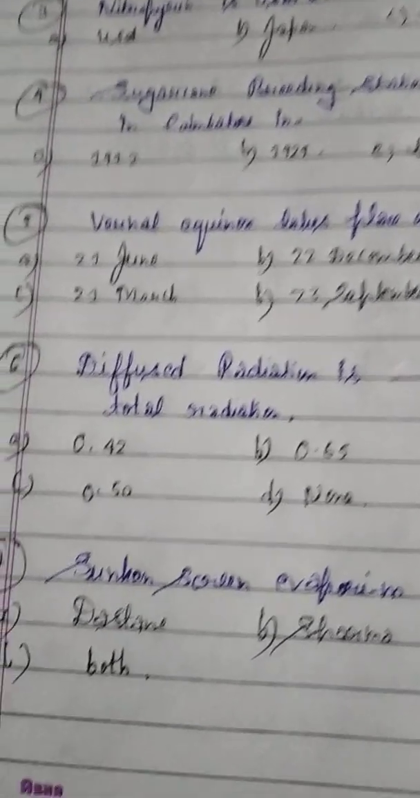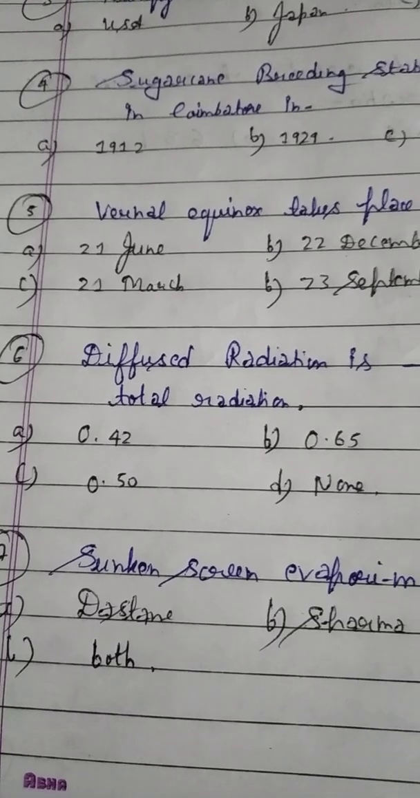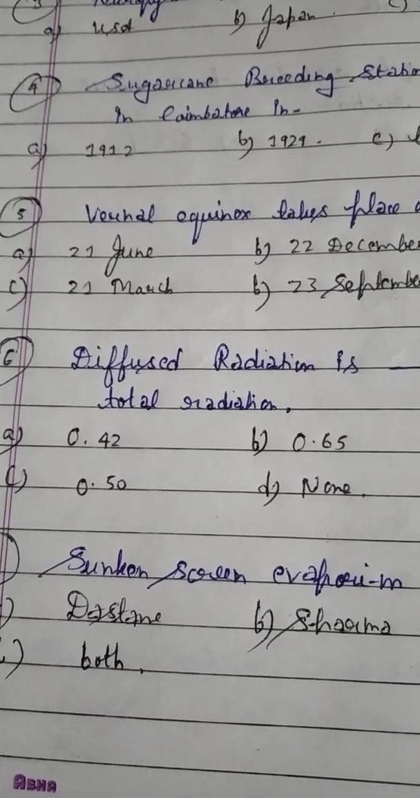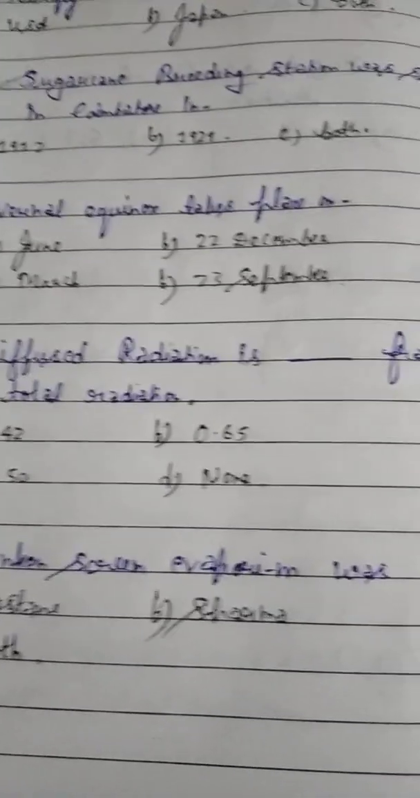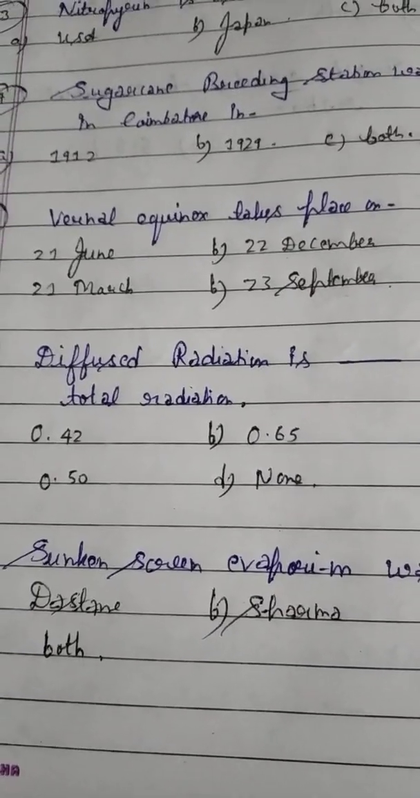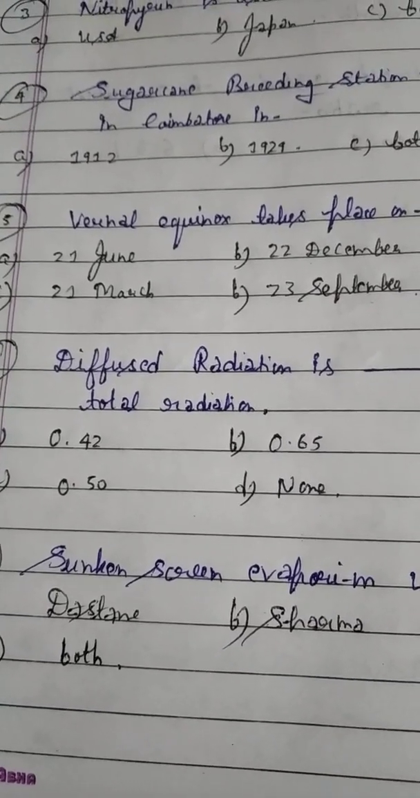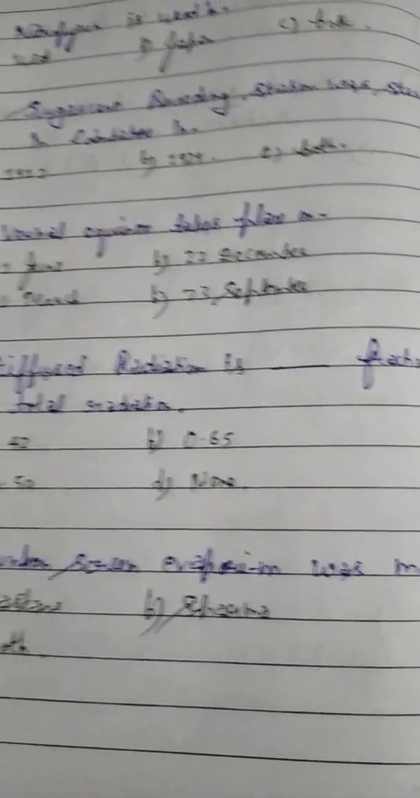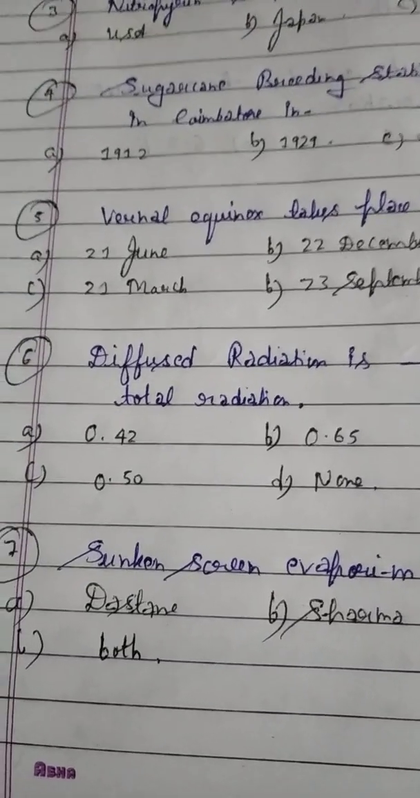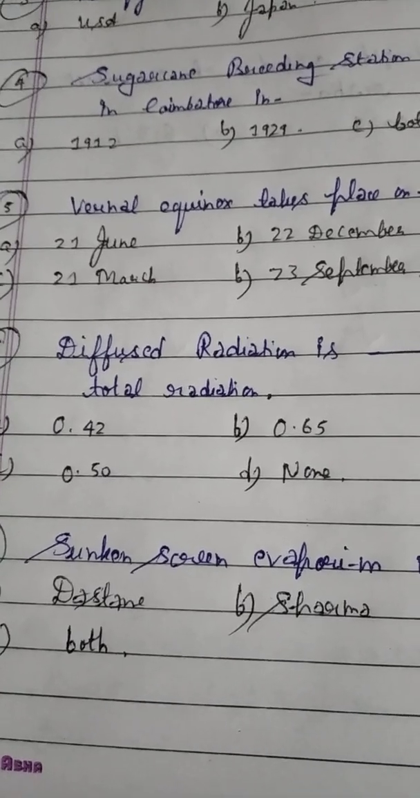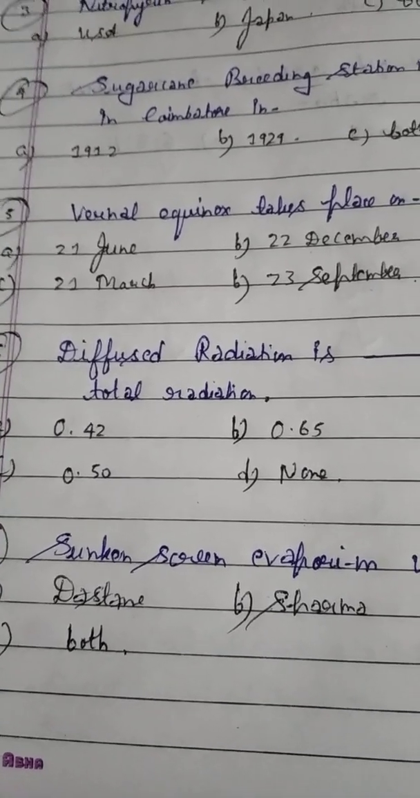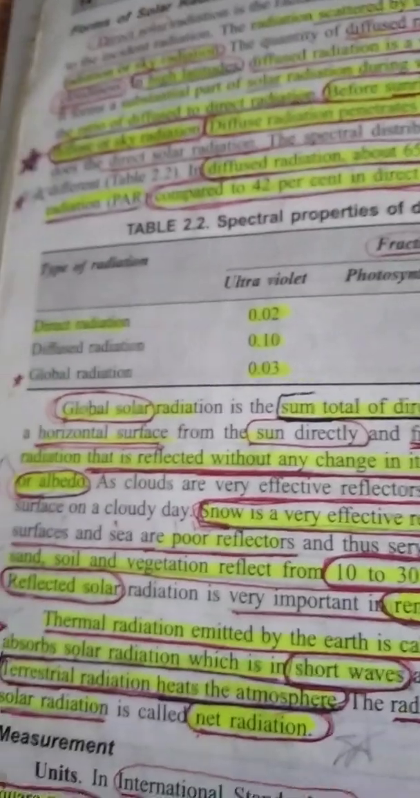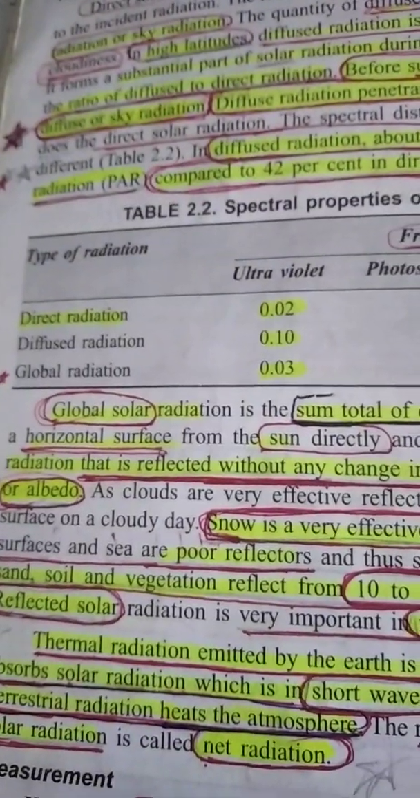Please remember it. Student, question number 6, you see it is very important and has often been asked. Diffuse radiation is dash fraction of total radiation. You have to tell out of total radiation how much is diffuse radiation. What is the fraction of diffuse radiation in the total radiation? Option A, 0.42, option B, 0.65, option C, 0.50, option D, none. So students, all these options are very important here.